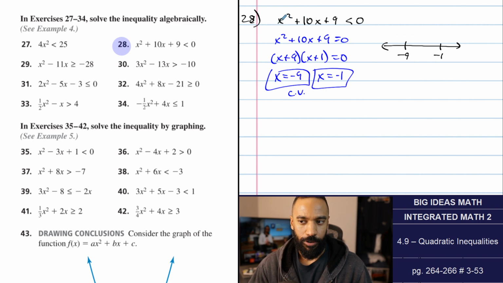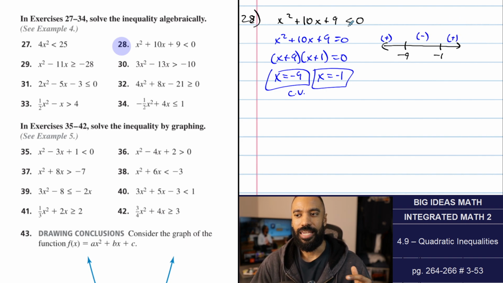Because this is an upward-facing graph, and these are your intercepts, these would give you positives. This would give you negative. I need to get values that are less than 0. I need to get negative values. I need the set that's in between.